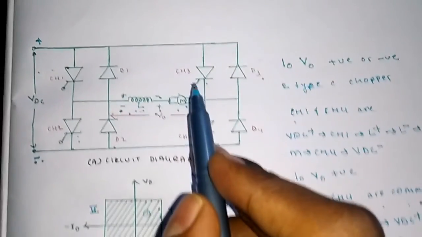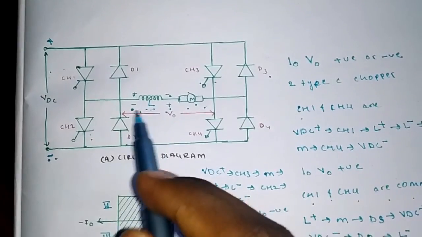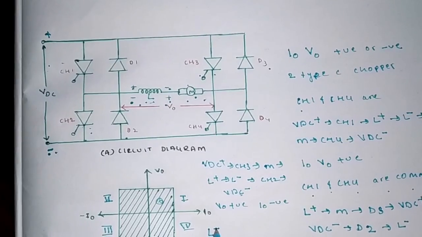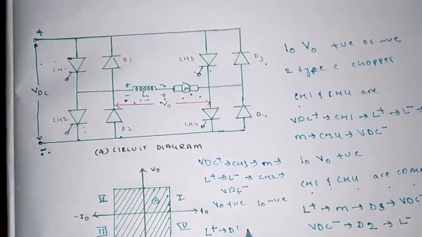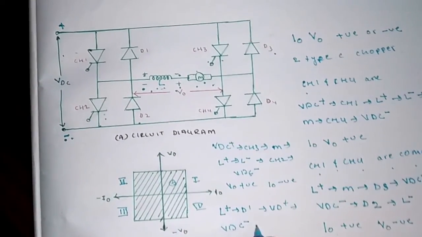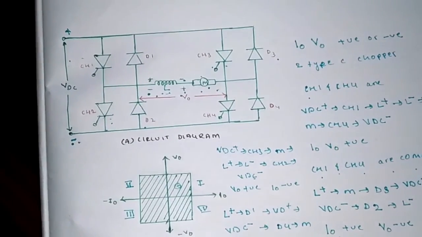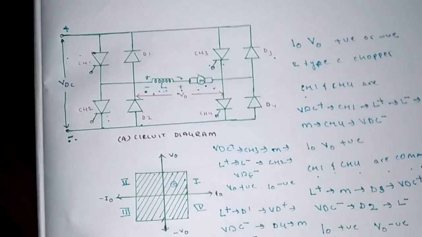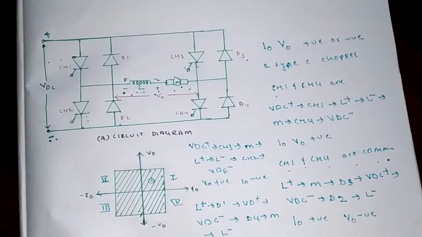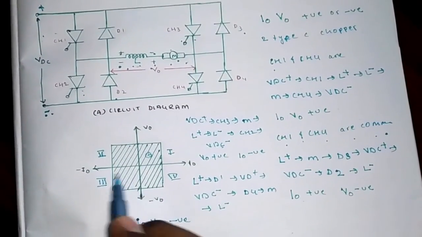When the chopper CH3 and CH2 are commutated, the energy stored in this inductor is dissipated through the following path, inductor plus, D1, VDC plus, VDC minus and D4, motor and L minus. And here both load current and load voltage is negative, hence the fourth quadrant operation is possible.